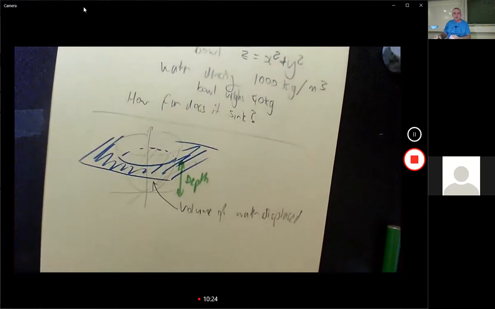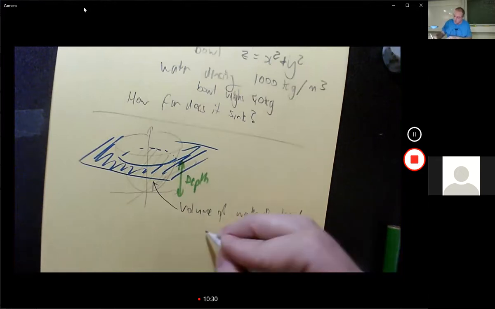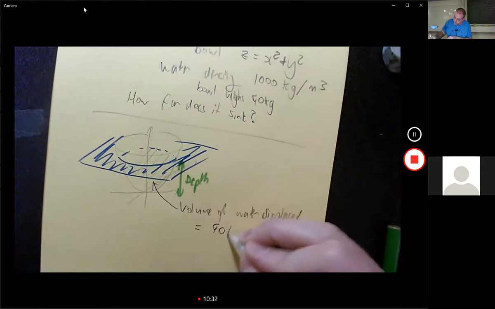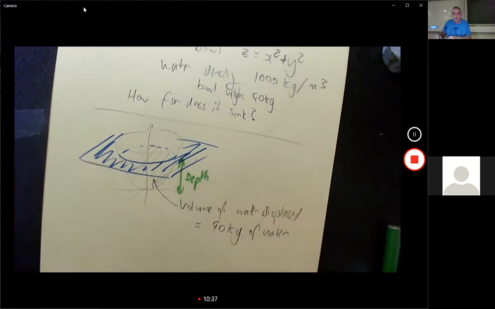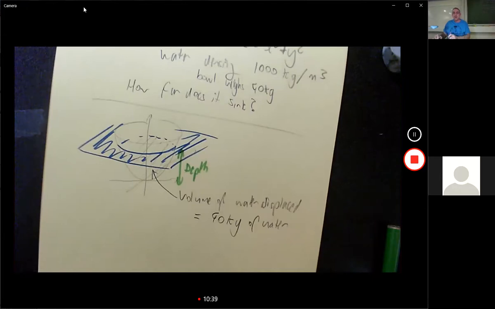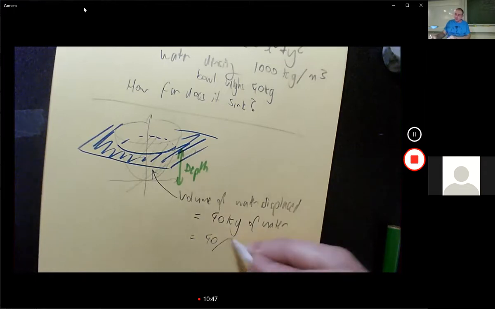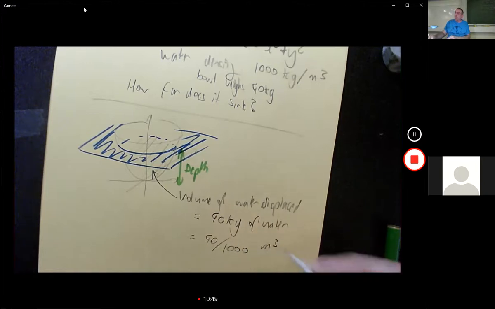And that volume is supposed to be worth 40 kilos once it's settled at that spot when it's sunk. So this is 40 kilos of water. So if each meter cubed weighs 1,000 kilos, then this would be 40 divided by 1,000 meters cubed.